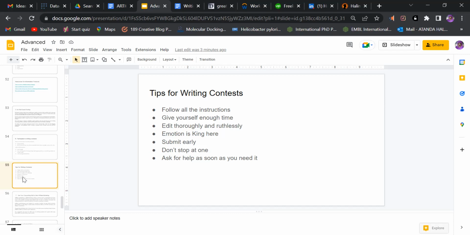Emotion is king here. Remember, it is creative writing. People make decisions based on emotion. Whether you're writing an essay, which is non-fiction, or you're writing fiction, emotion is king here. You need to use words that make people feel. You need to use words that make people think. You need to use words that hit people, that annoy people, that make people laugh out. Like you need to draw out something from them.